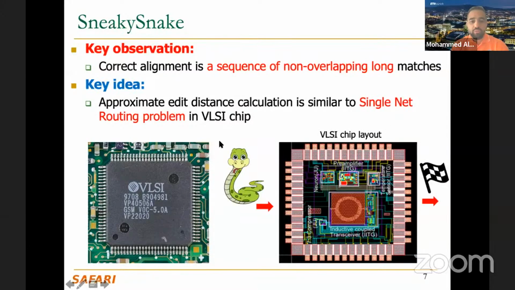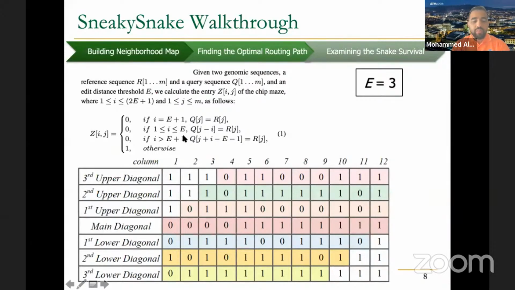Now, how do we solve it in reality? In the SneakySnake paper, we show the exact equation to build what we call the chip maze. In this chip maze, we calculate a binary matrix or a binary table using this equation. You can see the equation is very simple. You just need to track the i and j indices, and then you either fill or calculate the entry as 0 or 1. So for example, here, i and j are really the corresponding characters from both sequences.